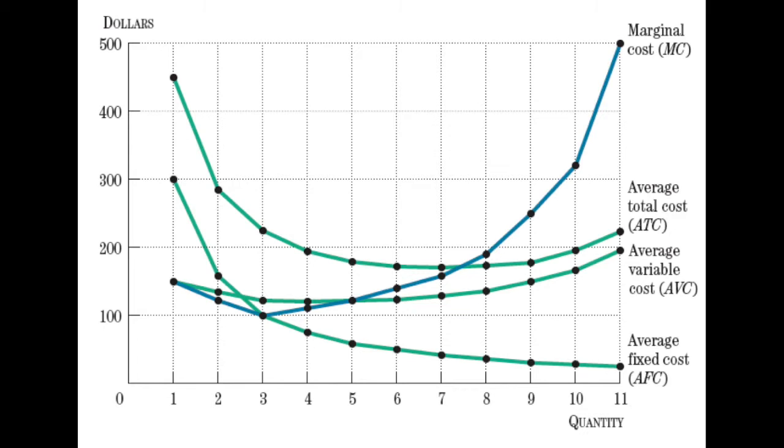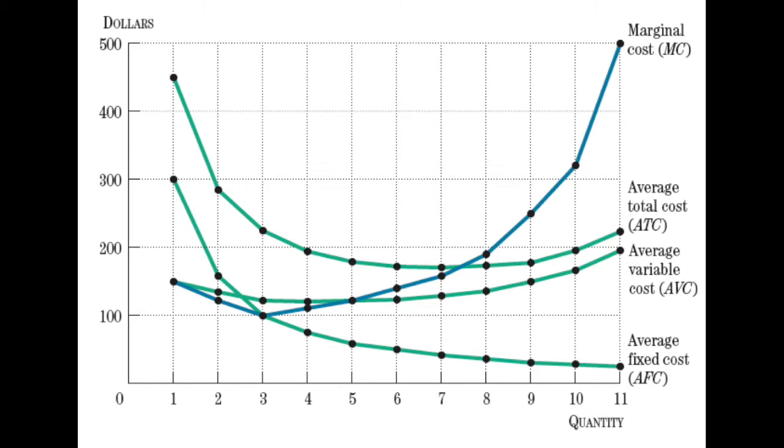A closer look at this figure reveals three things. 1. The vertical distance between the ATC and the AVC is becoming smaller as quantity is increased. This vertical distance is the average fixed cost. Hence, since the AFC can never be 0 or negative, the ATC will always be higher than the AVC, and both curves will never cross.